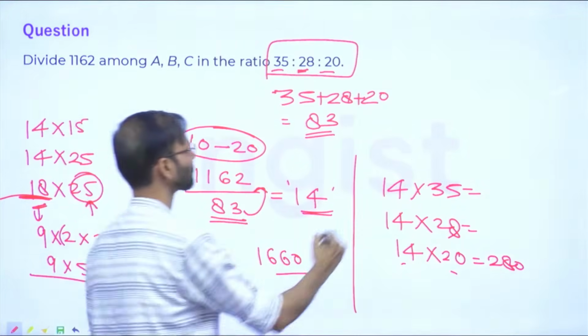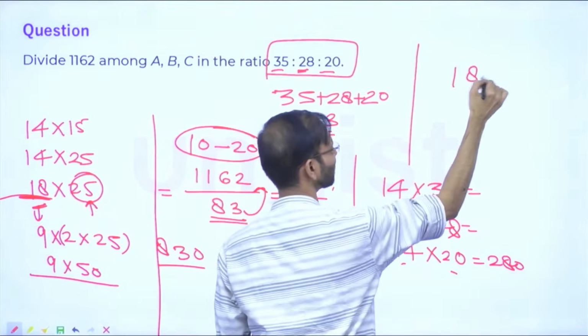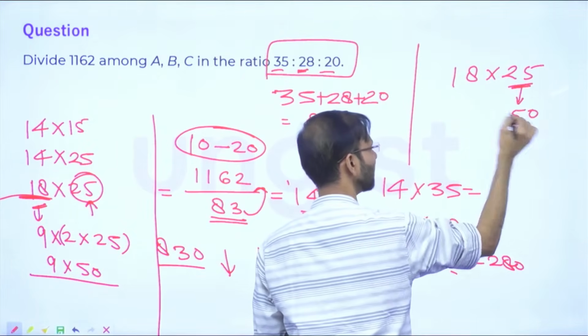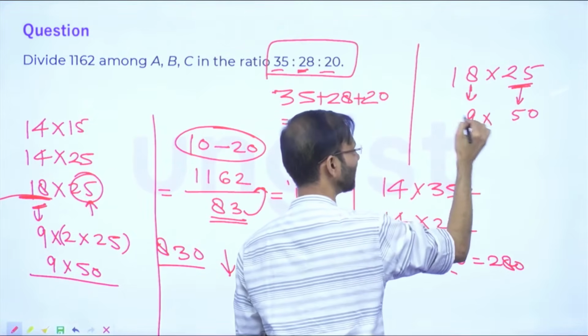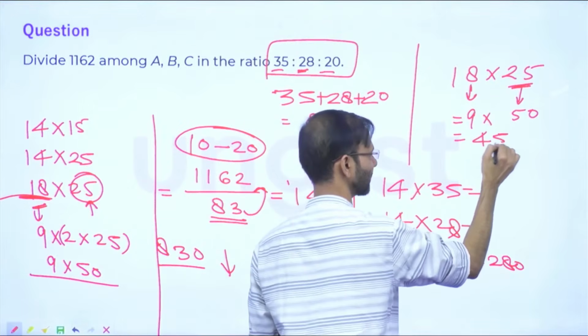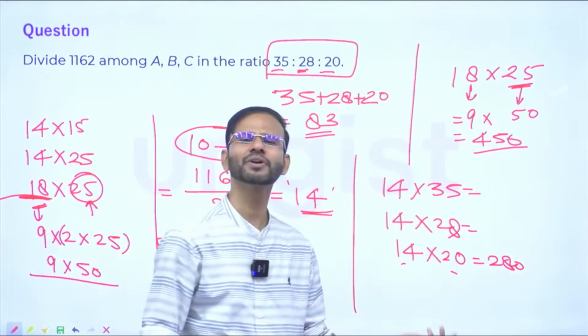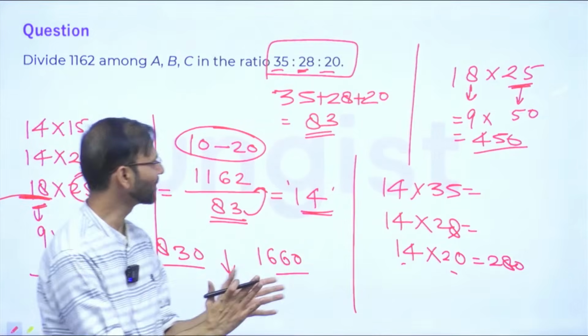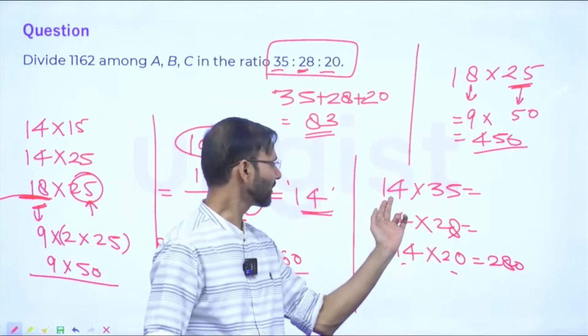I'm saying, if you have to do 18 into 25, okay? So you just double this number, this will become 50. You just half this number, this will become 9. 9 into 50 is 450. That everybody knows, right? 9 into 5 is 45. Guys, getting it? Right?